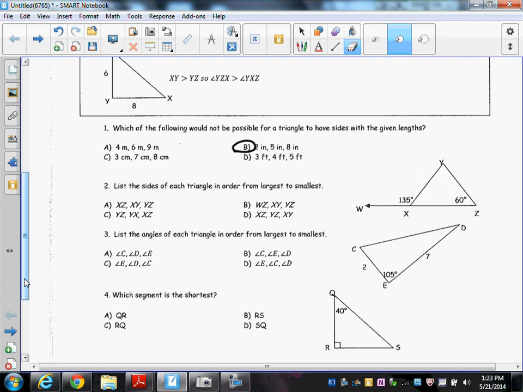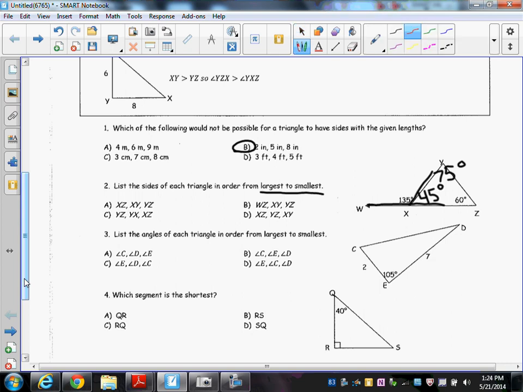So because it's running into problem 2, I'm going to erase it. And problem 2 says list the sides of each triangle in order from largest to smallest. Because this right here is a linear pair, I know they have to be supplementary. So this has to be 45 degrees. 45 plus 135 equals 180. And again, I know that the angles inside the triangle have to add up to 180, so it has to be 75.